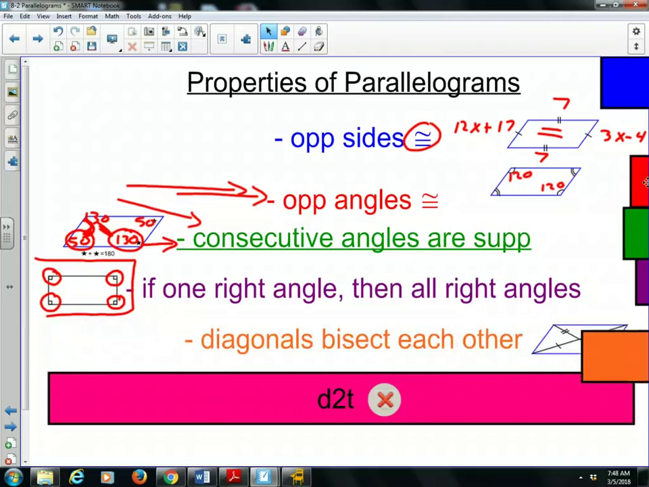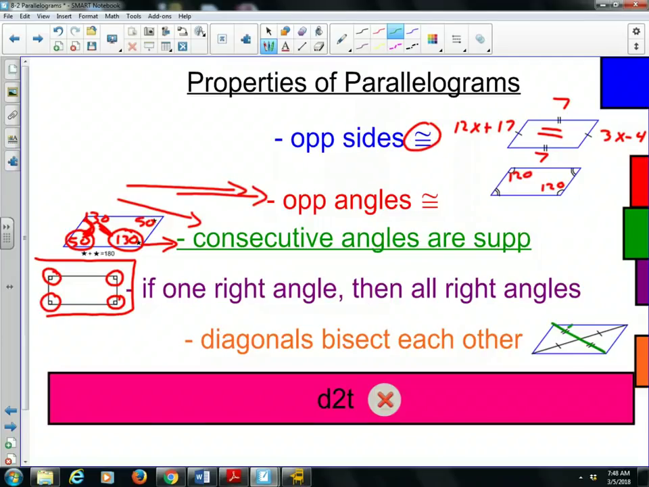The next property means that the diagonals bisect each other. So if this diagonal right here is 20 feet long, the diagonals cut it in half, so then this would be 10 feet and this would be 10 feet. If this right here is 30 feet long, then each piece, each segment would be 15.